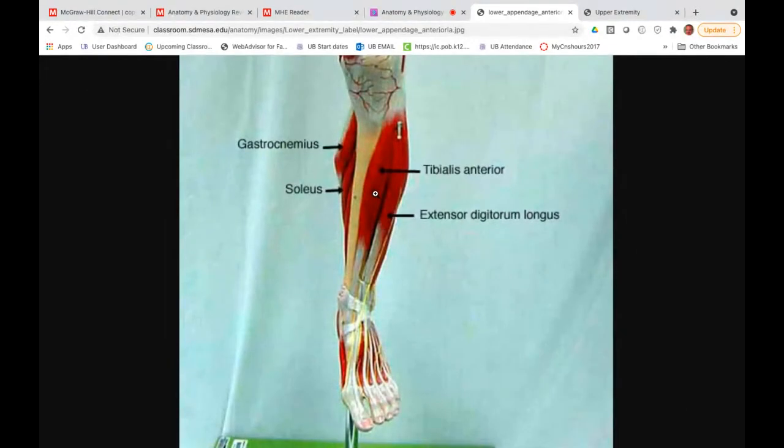Why does the foot drop? Because you don't have the strength to dorsiflex it. Dorsiflexion is walking on your heels. If you can't raise your foot as if you're walking on your heels, your foot drops and your toes drag. That's a condition called foot drop.